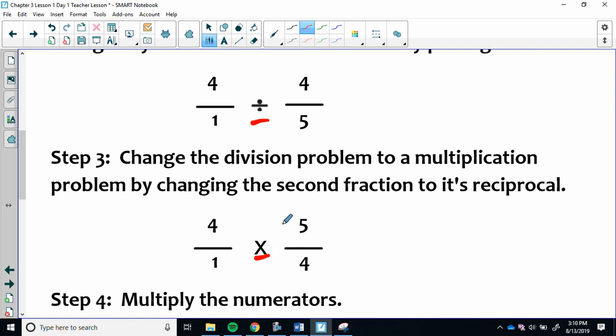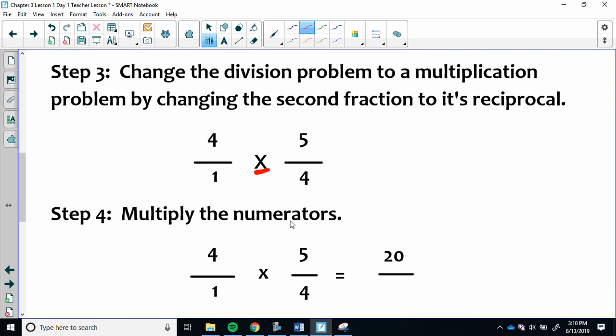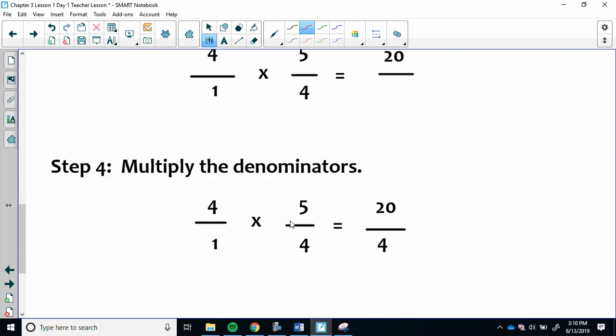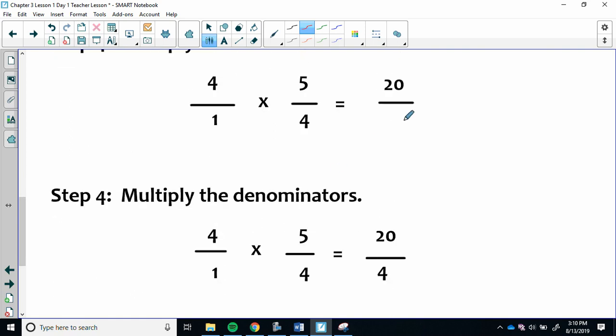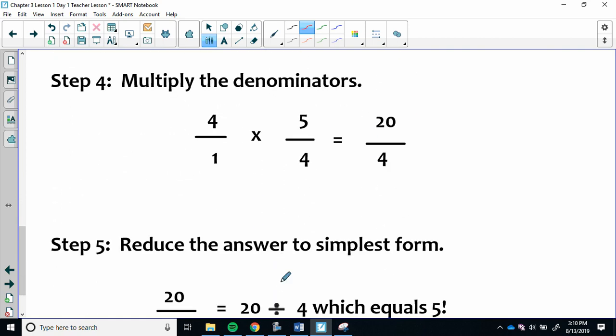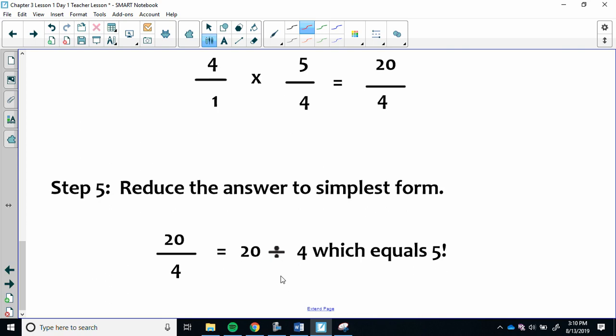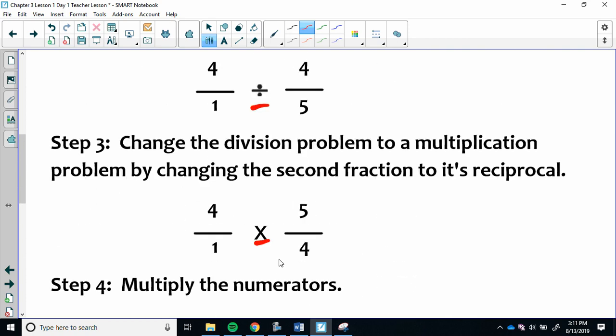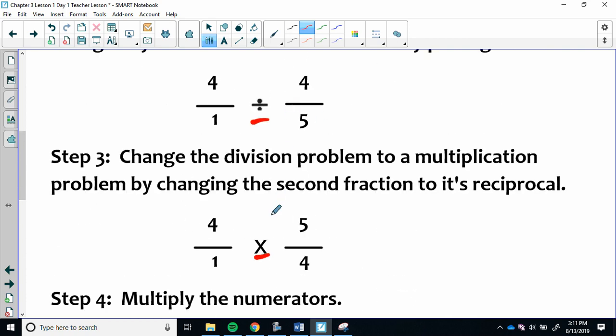So it's going to be 4 over 1 times 5 over 4. Multiply the numerators, multiply the denominators. 4 times 5 is 20, 1 times 4 is 4. Reduce the answer to simplest form. 20 divided by 4 is 5. So the answer to that problem would be 5. Once again, the key is we change this from a division problem to a multiplication problem by using the reciprocal of the second fraction.